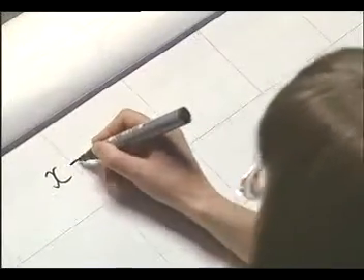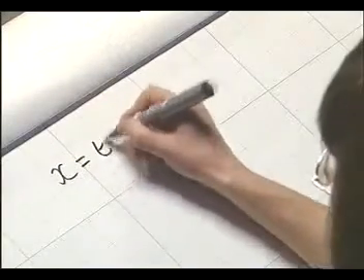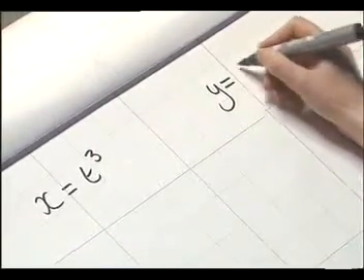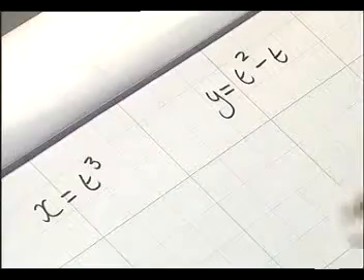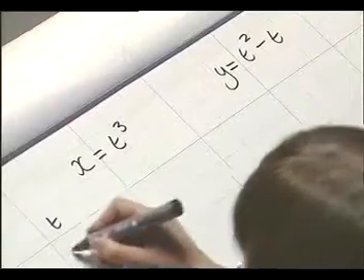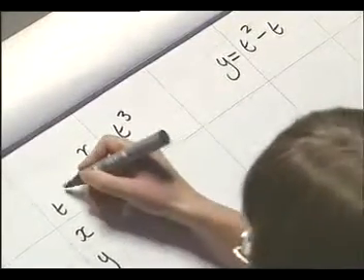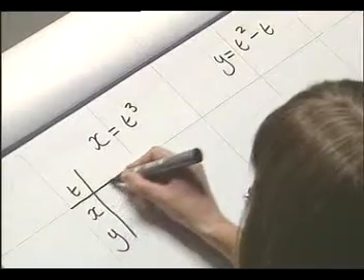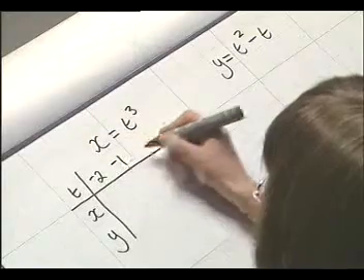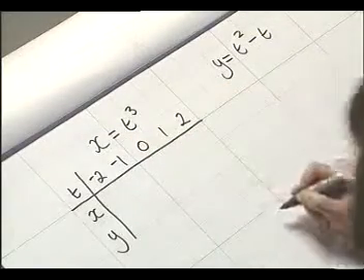Let's look at another example. This time our parametric equations are x equals t cubed and y equals t squared minus t. So let's have a look at what this curve looks like before we differentiate and find the gradient function. So we're going to substitute for some values of t again to work out some values of x and y so that we can plot the curve. Let's take values of t from -2 through to 2.